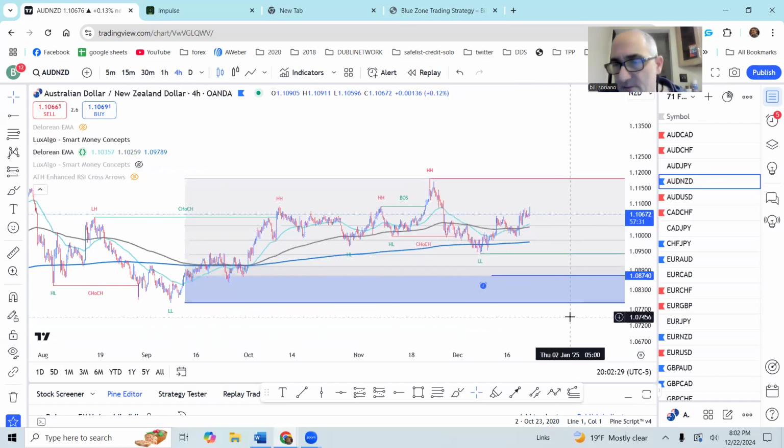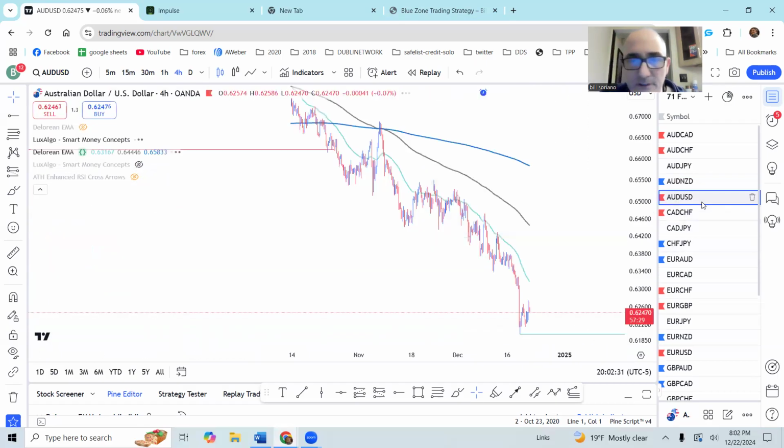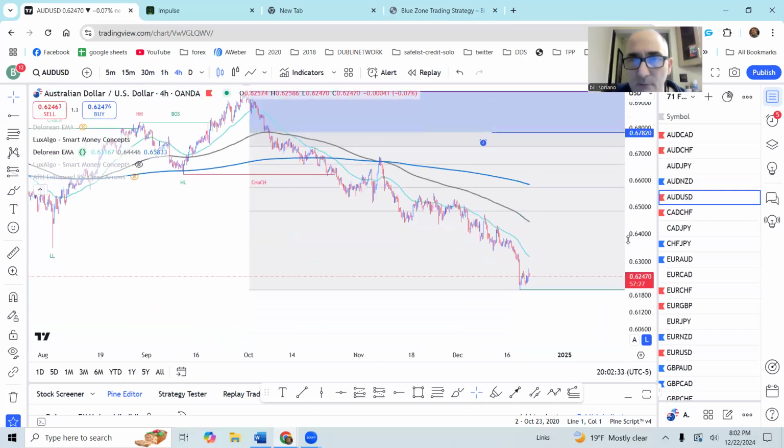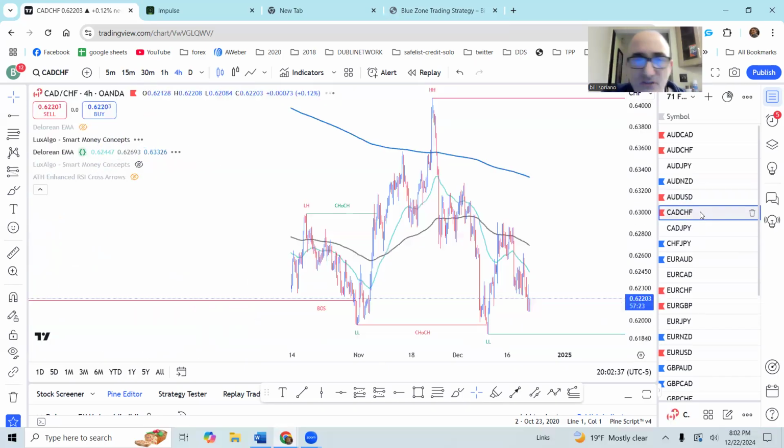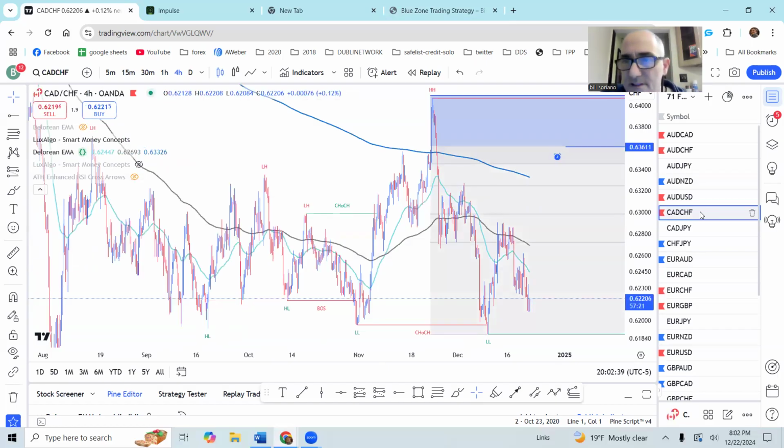But that's at 1.08740. AUDUSD is bearish, and we have our alert set at 0.67820. CADCHF is also bearish with an alert set at 0.63611.